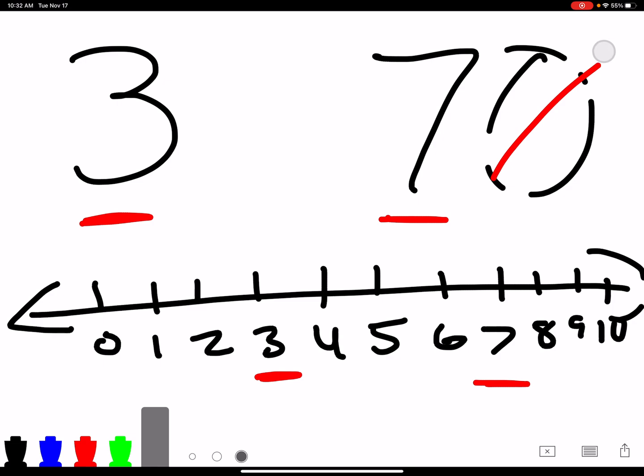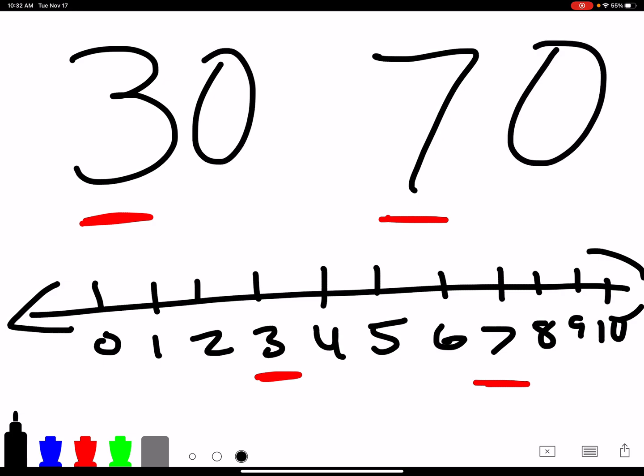But we're looking at the numbers 70 and 30. When we want to see if a number is bigger or not, we first look into the place that's the furthest to the left. So we want to look at the 3 and the 7 in this problem. If we look at our number line, we see 7 is bigger than 3 because it's further away from 0 on the number line. So we know 70 is most likely going to be bigger than 30.